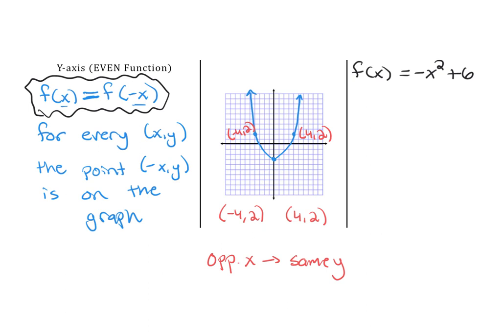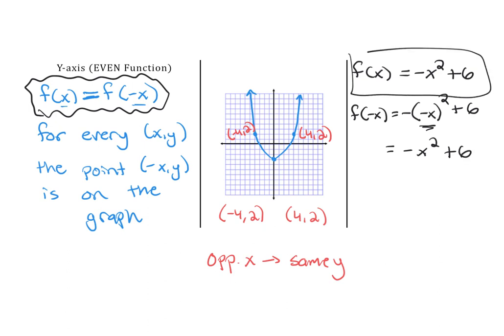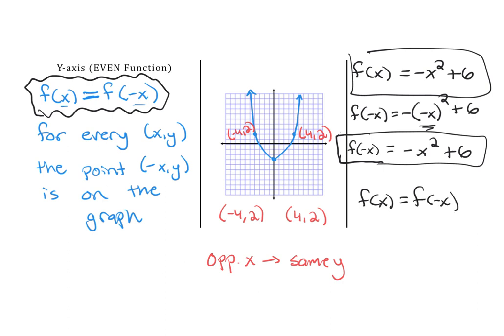So to do the test, let's find what is f(-x). So I've got negative, and then I'm plugging in -x squared plus 6. (-x) squared is x², so -x² plus 6. So here's f(x), and then here is f(-x). So as you can see, if f(x) is the same as f(-x), there's your algebraic test to prove y-axis symmetry.